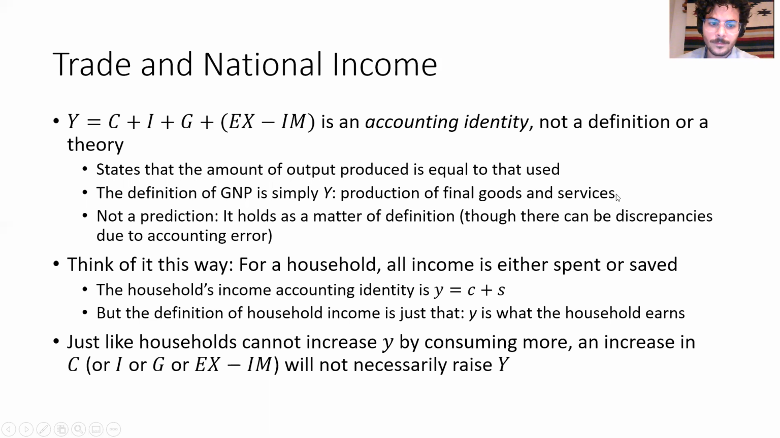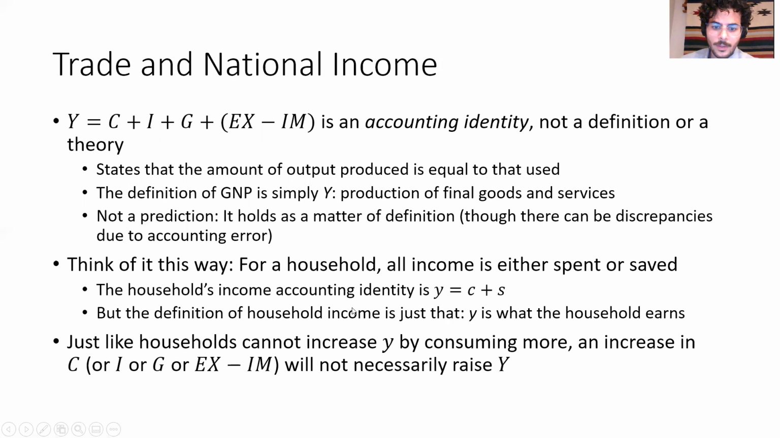A more intuitive way to think about this is to go back down to the household level. Just think about a household where they earn a certain amount and they either spend that income or they save that income. So the household's income accounting identity is simply Y equals C plus S. They have income Y, consumption C, and savings S. And these two things, just by definition, have to be equal to each other.